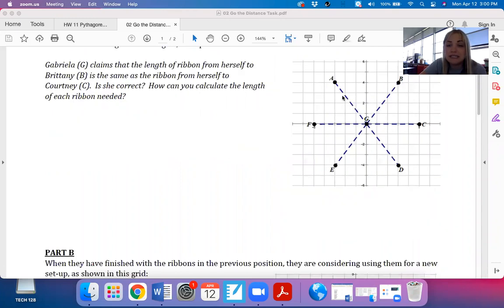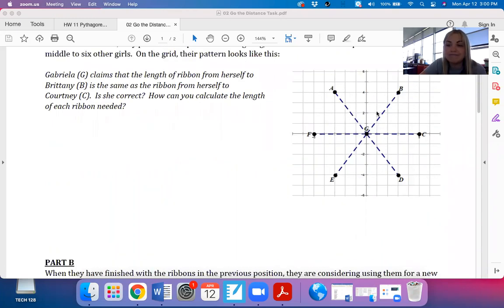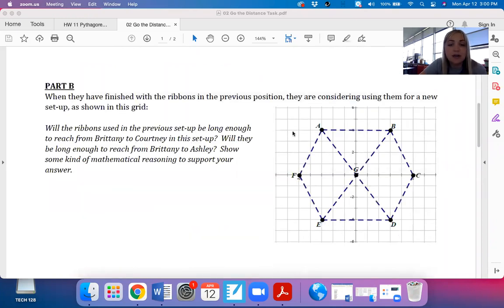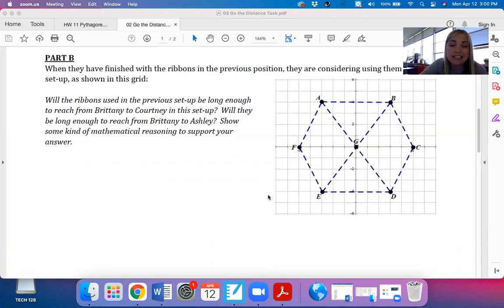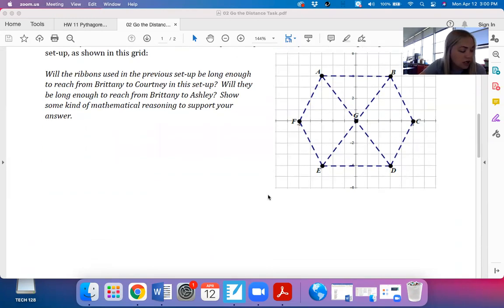So the big difference is they put ribbons between the AB, the BC, and so on. So the question is, will the ribbons used in the previous setup be long enough to reach from Brittany to Courtney? Will they be long enough to reach from Brittany to Ashley? Use some kind of mathematical reasoning to support your answer. So remember, last time they were 5 units long. Try to figure out how long they need to be for both of these. Push pause, get these two solved.